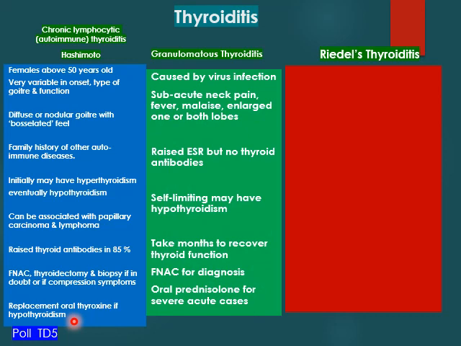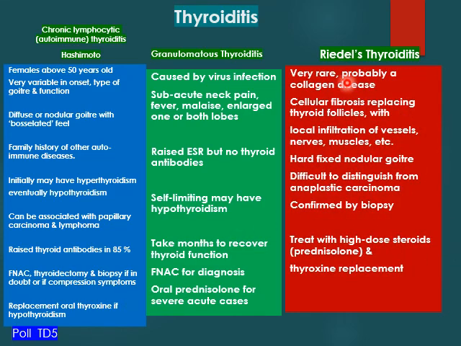The second group of thyroiditis is called granulomatous thyroiditis. It's caused by viral infection. There is subacute neck pain, fever, malaise, and enlargement of one or both lobes of the thyroid. Usually ESR is raised, but the thyroid antibodies are negative. The disease is usually self-remitting, but may go into hypothyroidism. Usually they take months to recover, and diagnosis is confirmed by FNAC, and the treatment is oral steroids, prednisolone, for severe acute cases.